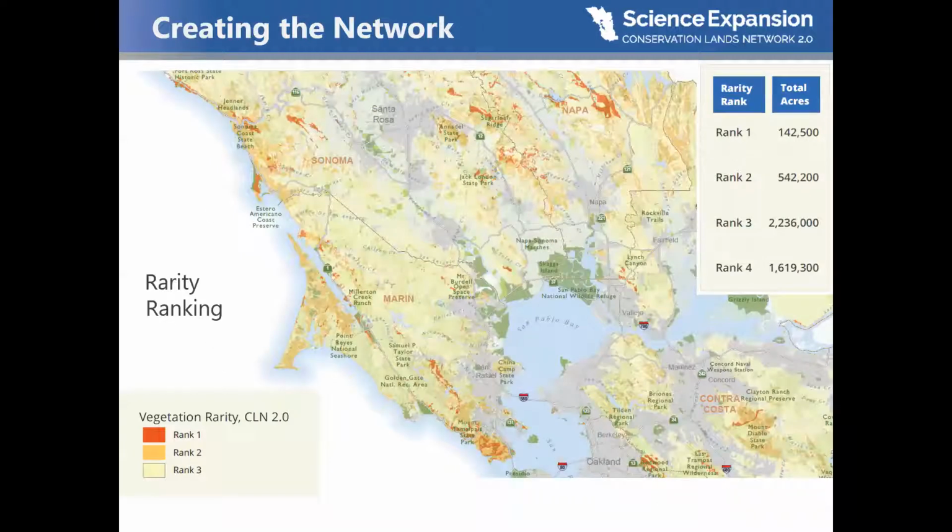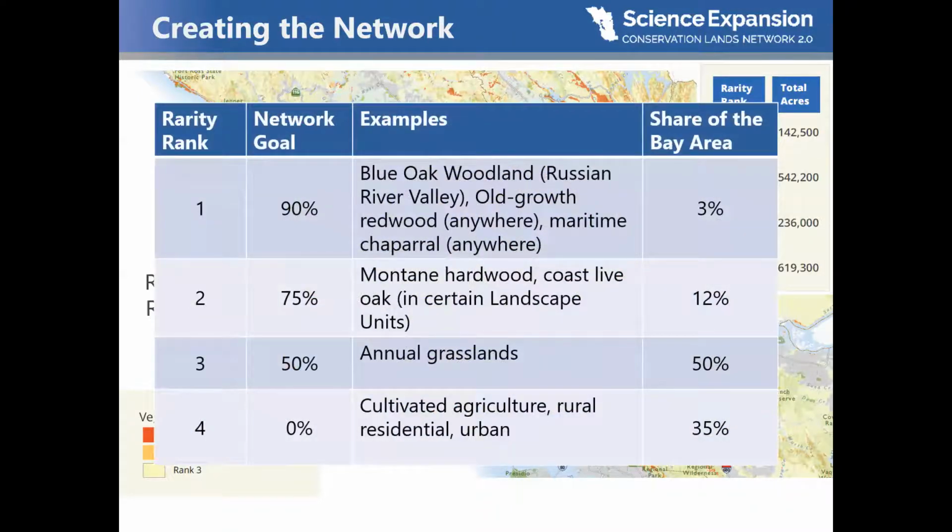That coarse vegetation map, each one of those vegetation types, is ranked by a vegetation focus team: rank 1, 2, and 3. Rank 1s get a network goal of 90%, rank 2s 75%, and rank 3s 50%. The idea is that within those blue areas, within the network, we have 90% of the rank 1s, 75% of the 2s, and 50% of the 3s. And that's the geospatial configuration that we're telling the computer to help us out with.